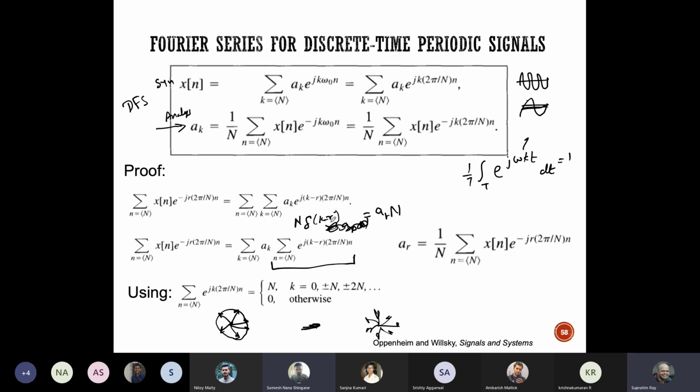Correct. Right? And then when I take this summation, it only takes the rth value, so it's just a_r n. Correct. Got it.